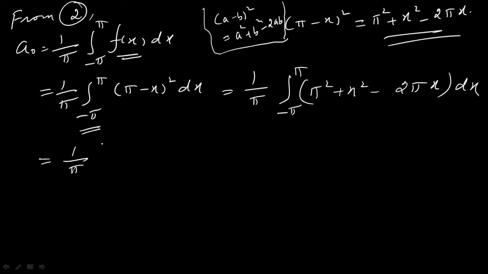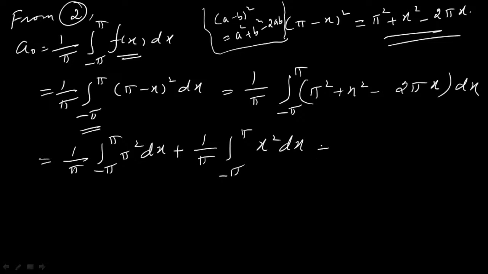1 by pi, the first integral is from minus pi to pi of pi squared dx. The second one is 1 by pi integral from minus pi to pi of x squared dx. The third one is minus 1 by pi integral from minus pi to pi of 2 pi x dx. So what I am going to do next is use the concept of integral properties, which we have seen already.